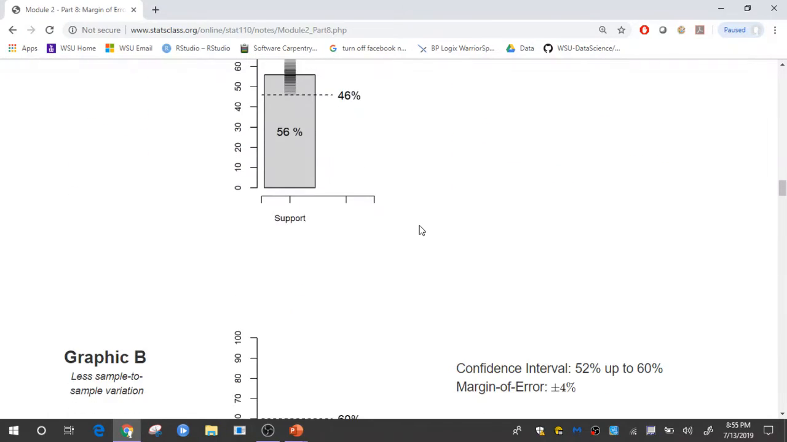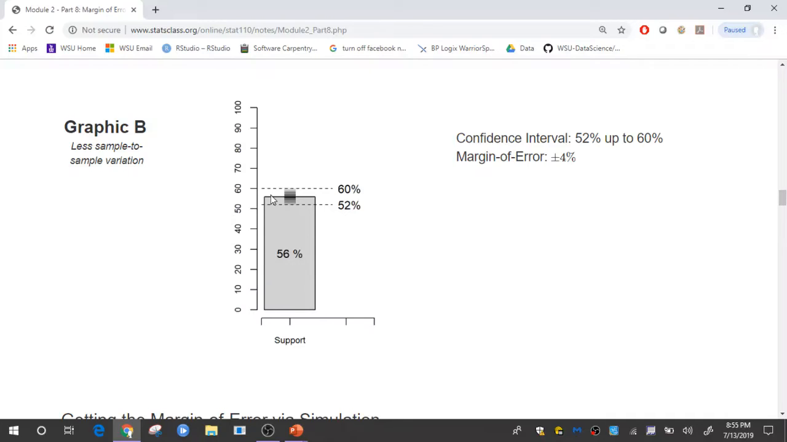Now graphic B is something very similar, except it has a lot less sample-to-sample variation in it. So here you can see that over the repeated samples, the amount that that bar is going to change is substantially less in graphic B than compared to graphic A. Again, where that bar on the lower end would be 52%. So in other words, I wouldn't expect that bar to go below 52%, nor would I expect this bar to go above 60%. So that's the confidence interval here, just that 52 to 60%. The middle again is at 56%, so the margin of error here is plus or minus 4%.